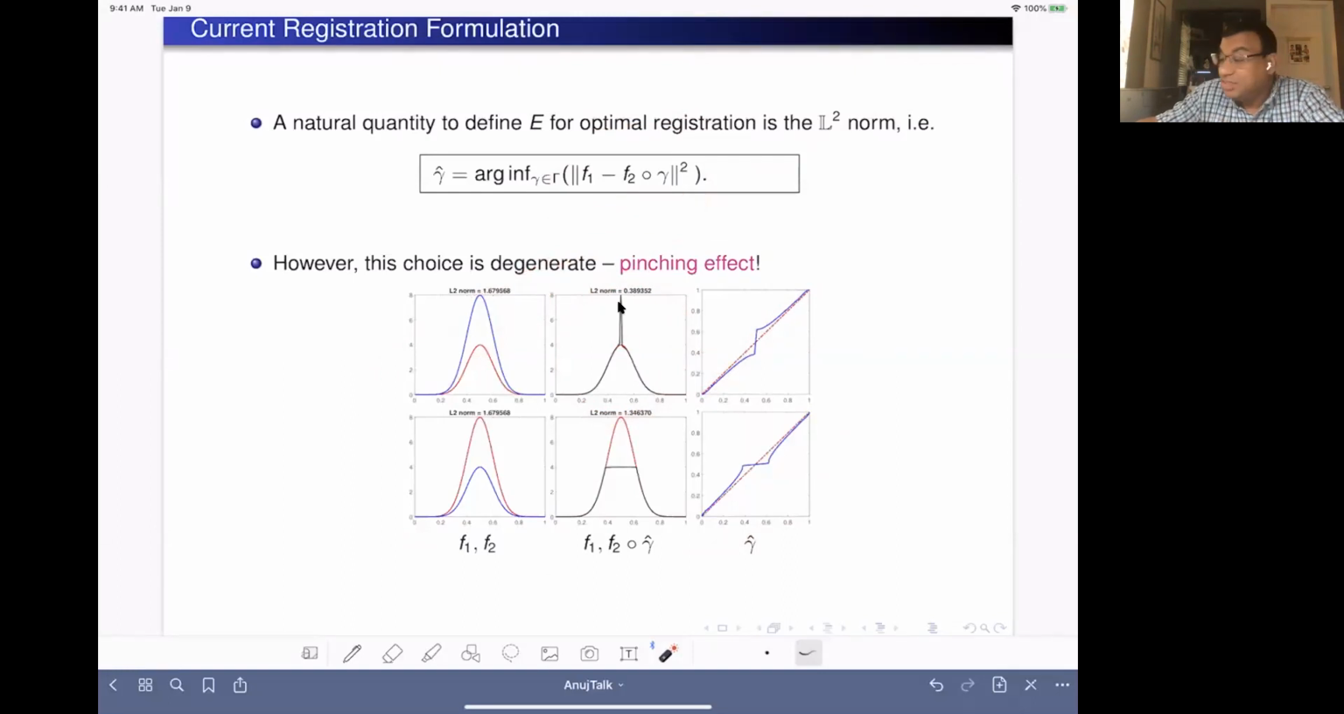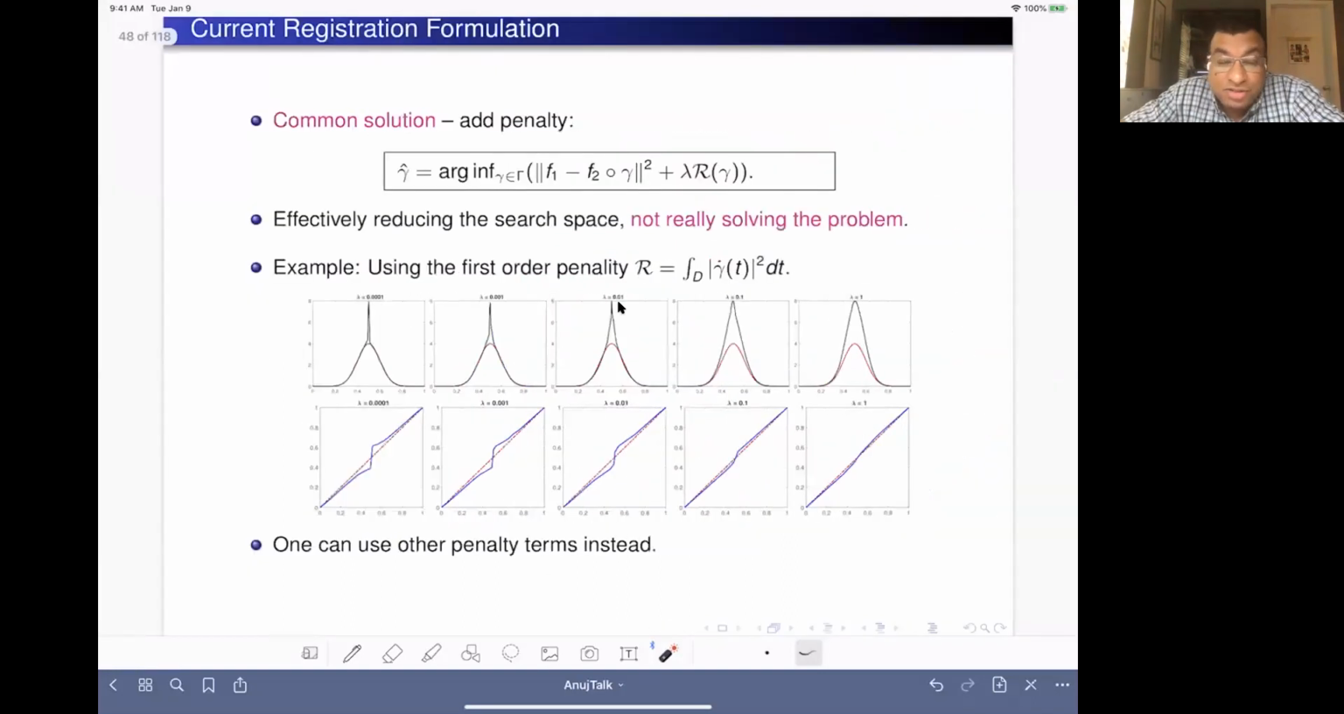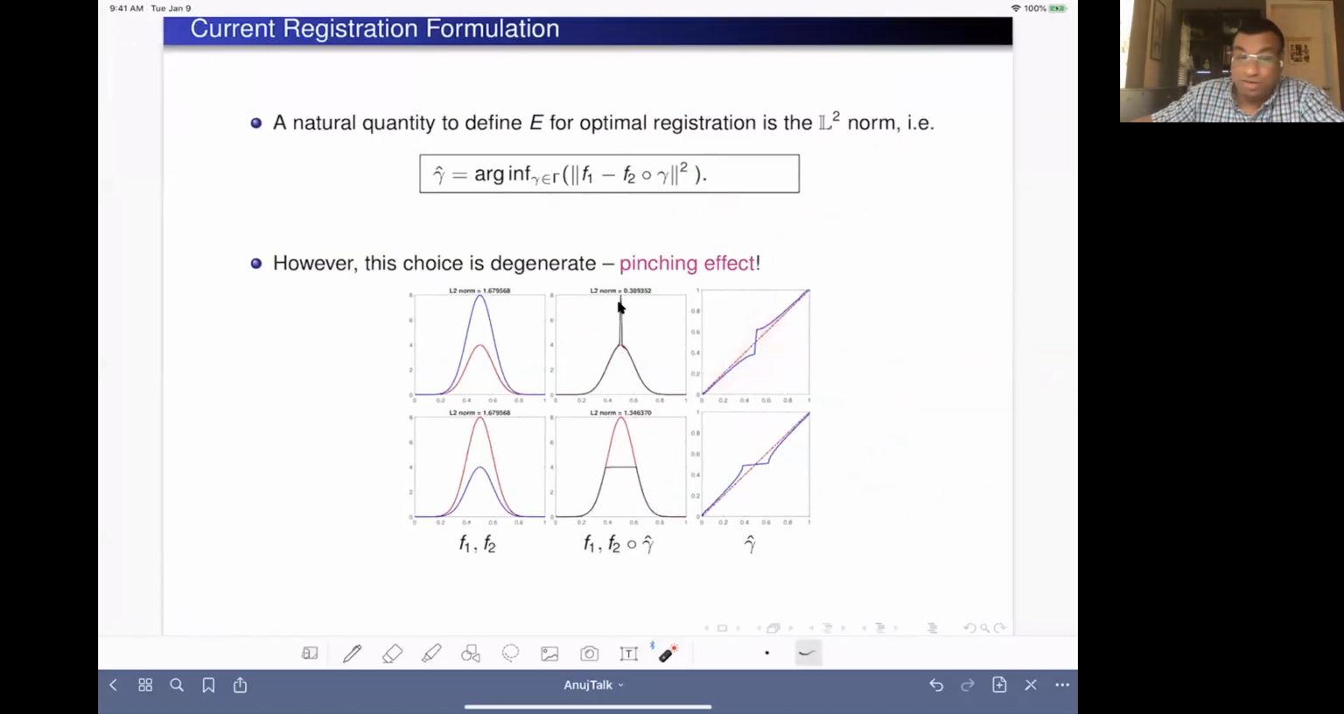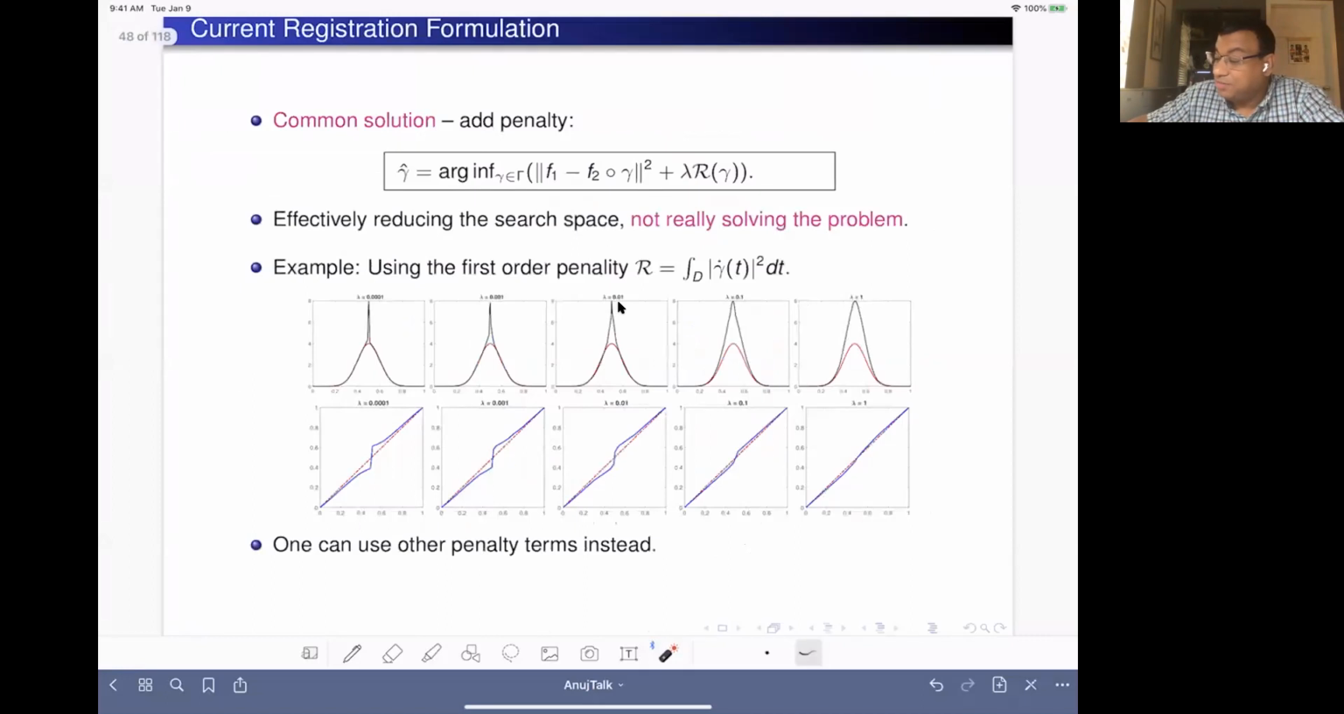It's degenerate. So what do statisticians do if they run into degeneracy? They add penalties. So instead of doing very drastic time warping, they say don't be very drastic. So they put some kind of smoothing penalties, and as the penalty increases, the warping becomes less and less. But this is not really the solution.